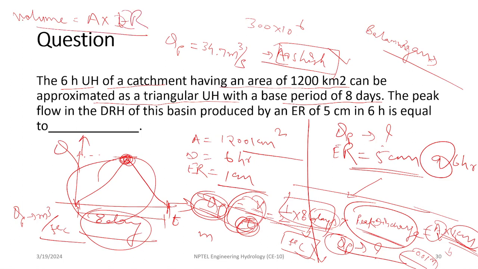So you have to firstly determine the total volume of water in the catchment. Volume equals area into effective rainfall. Now, how will you calculate the total volume of this water? It's just taking the area of this entire triangle. So half into 8 into Q, where the peak is an unknown parameter, QP. Yes, yes.